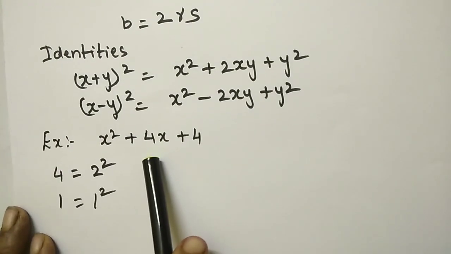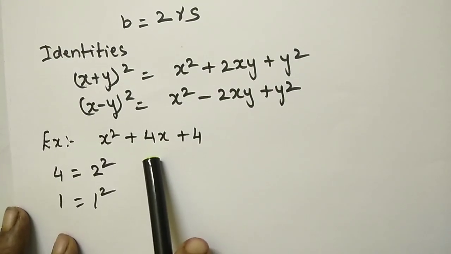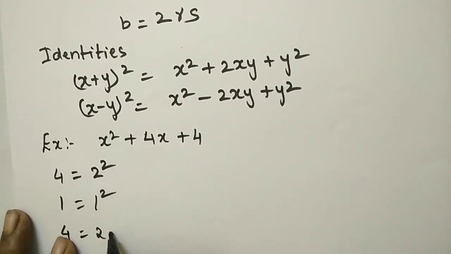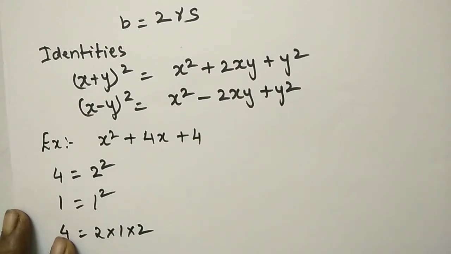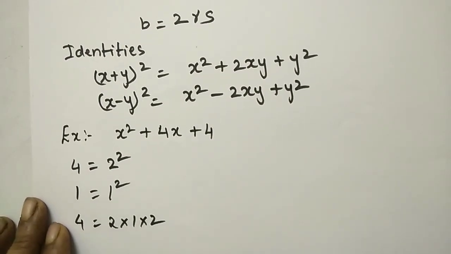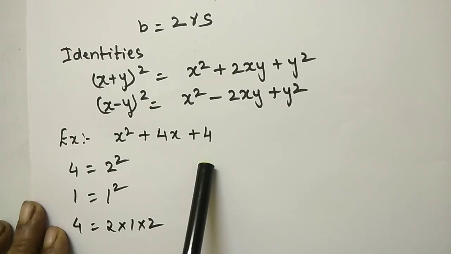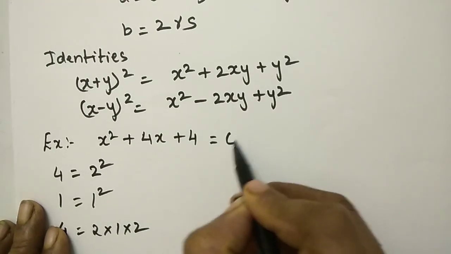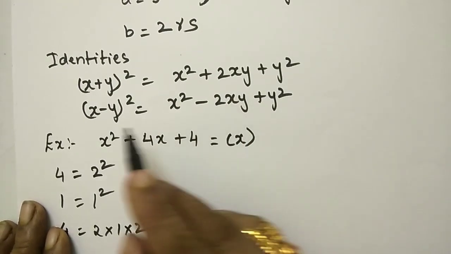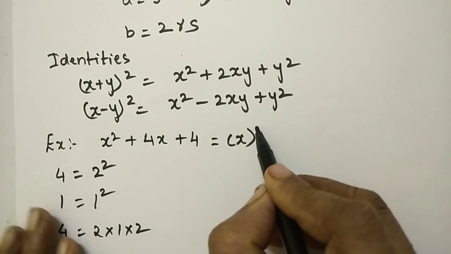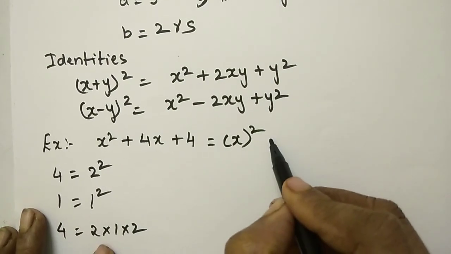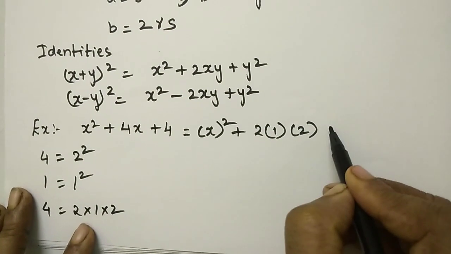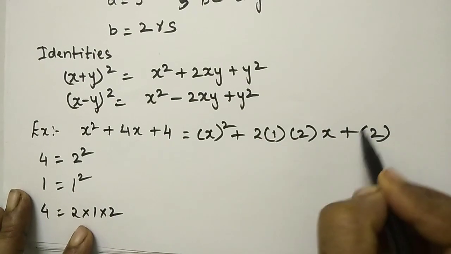At last we come to the middle term. What is the coefficient of x here? It is 4. It can be expressed as 2 into 1 into 2, is it not? So simply we can use the identities and find the factors of this algebraic expression, is it not? Let us express it more clearly so that it will be easy for you to understand how we can find the factors using the identities. x whole square plus 2 into 1 into 2 into x plus 2 whole square.